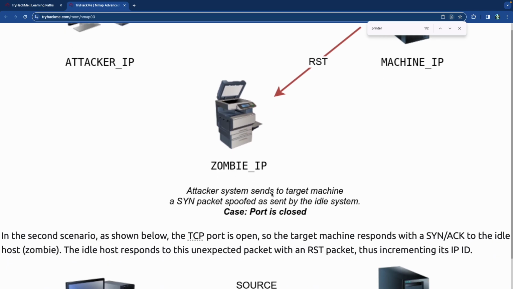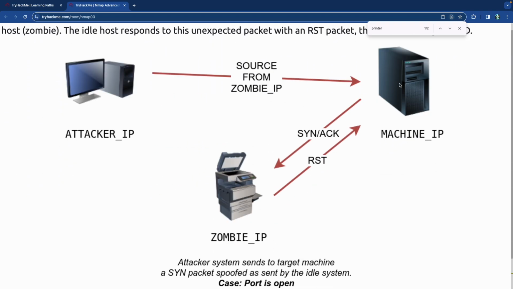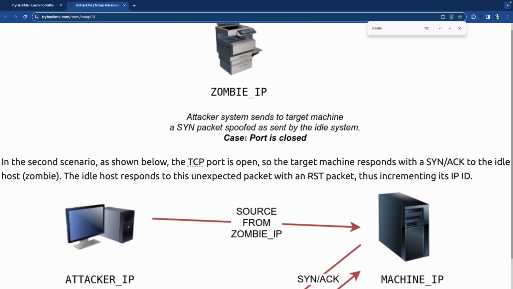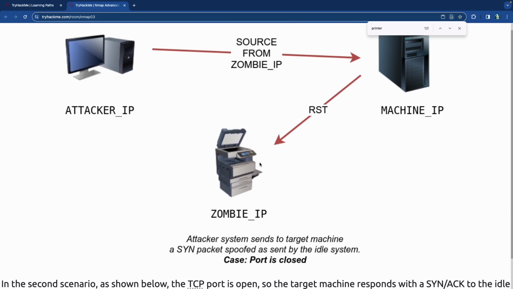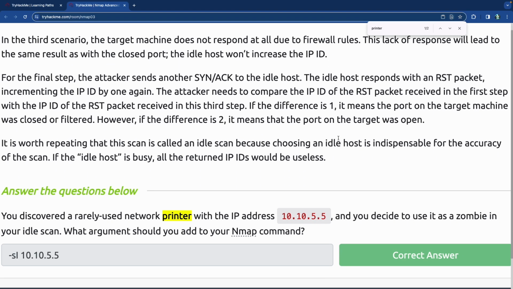The attacker system sends the target machine a SYN packet spoofed as sent by the idle system, and then it responds with an RST, reset. Then we do the same thing, but the attacker system sends to the target machine as sent by the idle system, but this thing actually responds with SYN acknowledge. See that? Instead of this responding with the RST right away, it responds with a SYN acknowledge, which means there was 1 and then 2 came back.